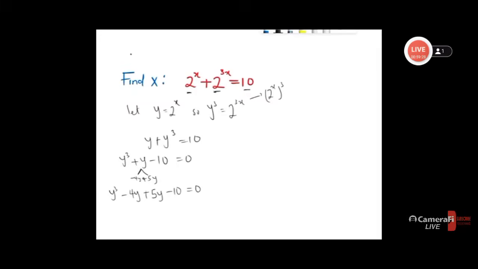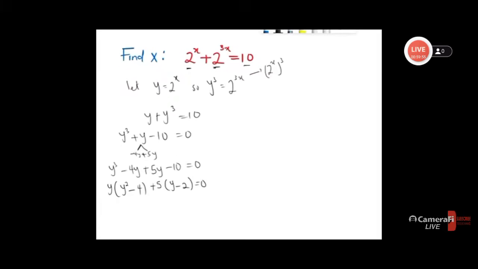Now, let's factorize. So from here, let me factor out y. So I'm going to have y squared minus 4. And from here, let me factor out 5. So here I'm going to have y minus 2 equals 0. So the next line after this, looking at y squared minus 4, we can see that we can use the difference of two squares approach, which means that we can have y squared minus 4, which is y squared minus 2 raised to power 2, right? So here we have y plus 2 times y minus 2. So plus 5 times y minus 2 equals 0.